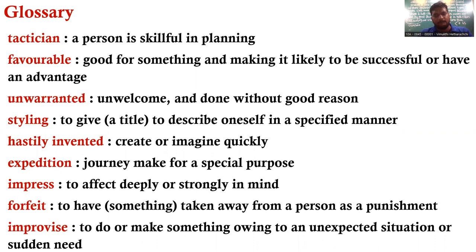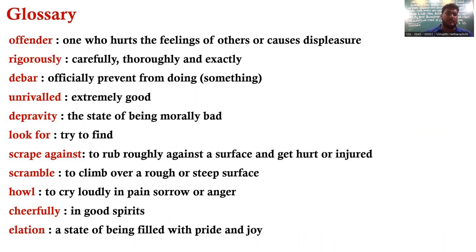Okay, so we will move on to the next part. We have another set of words here. You can write down offender. Offender: one who hurts the feelings of others or causes displeasure is known as an offender.